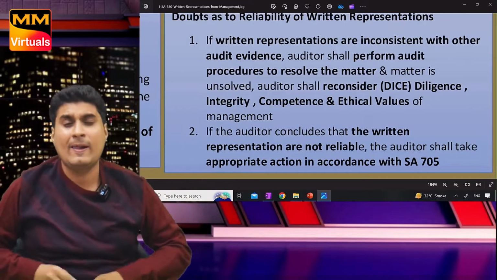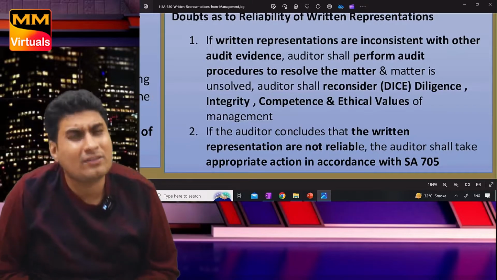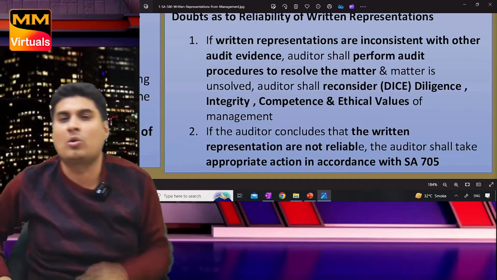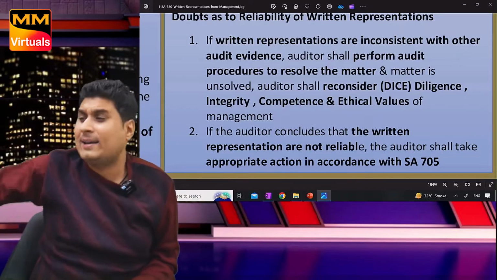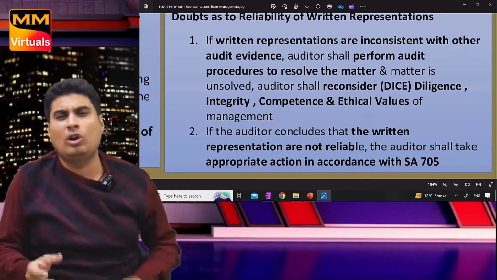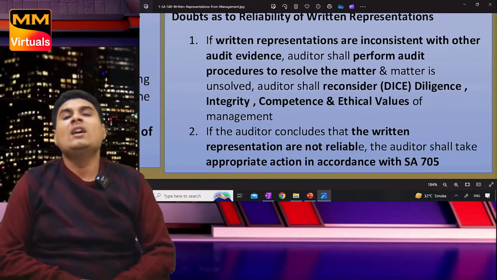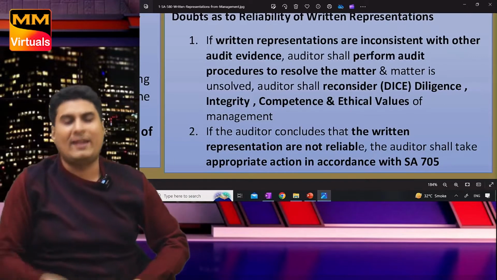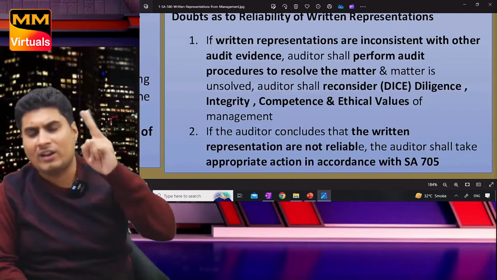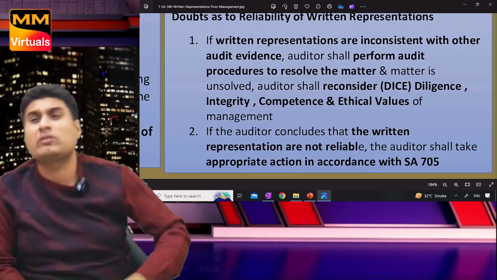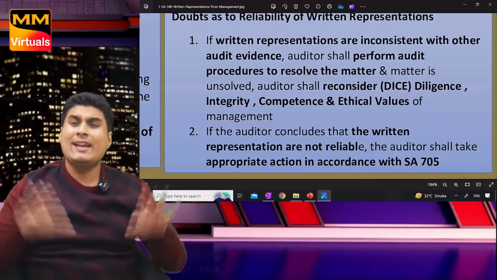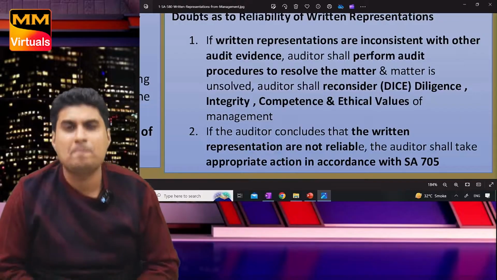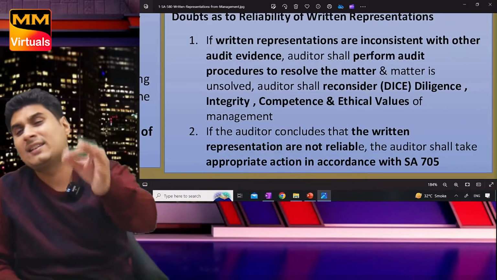One last time. If you have any doubt regarding WR, written representation, then we will do other audit procedures to find out the exact amount. If the matter is still not solved, we'll tell them, correct it, sir. You told there is no impairment loss. You told there is no fraud. Please correct it. If they don't correct and the matter is still unsolved, we will re-evaluate the DICE of management: diligence, integrity, honesty, competence, ethical values. Okay, if the auditor concludes in the end that WR are not at all reliable, we will consider the impact on the audit opinion as per SA 705.